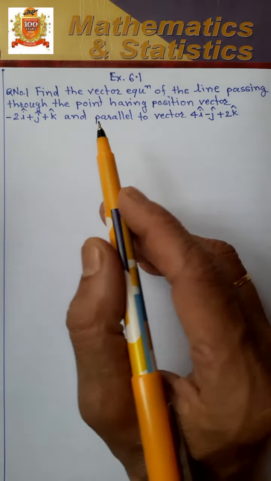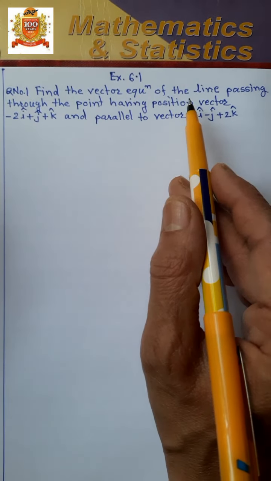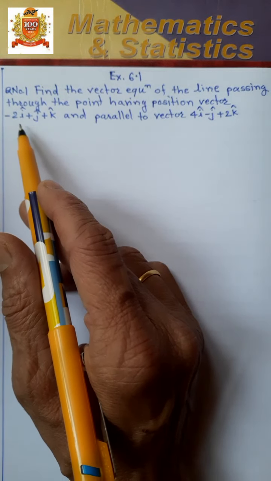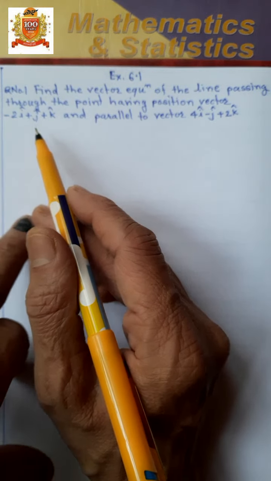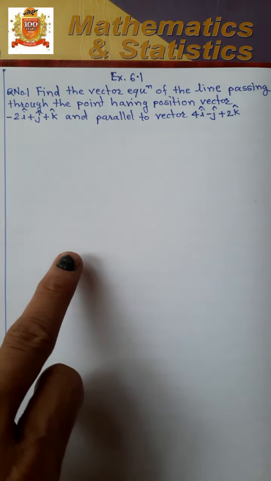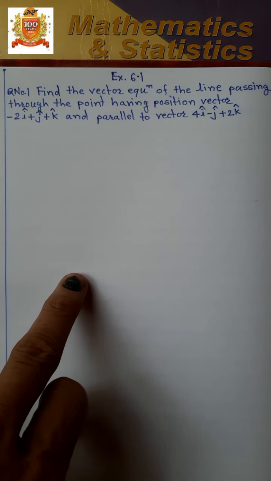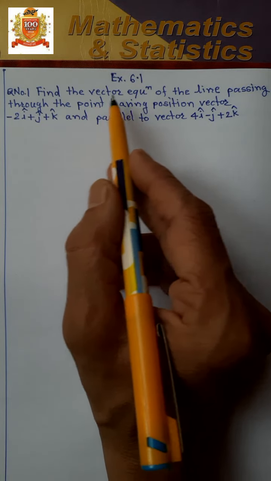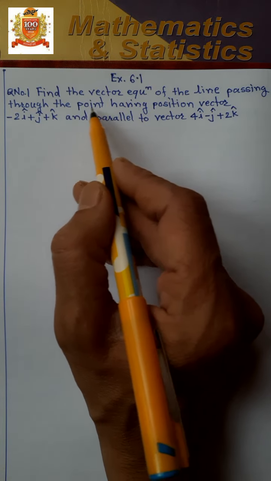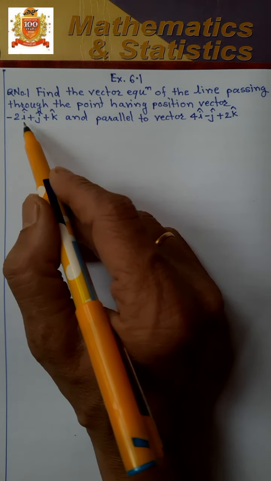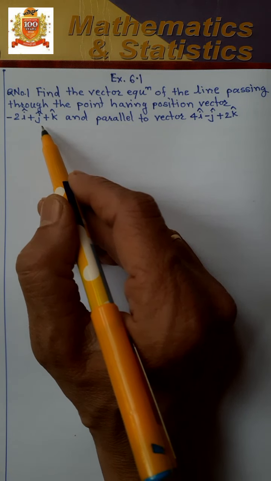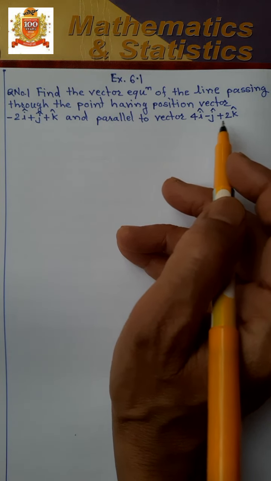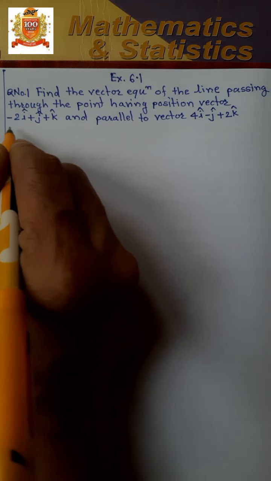First question of this exercise is: find the vector equation of a line passing through the point having position vector minus 2i plus j plus k and parallel to vector 4i minus j plus 2k. Let us solve this. Very simple.